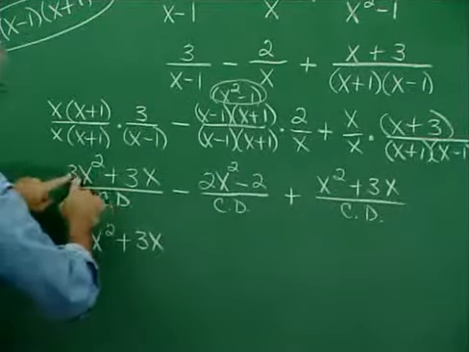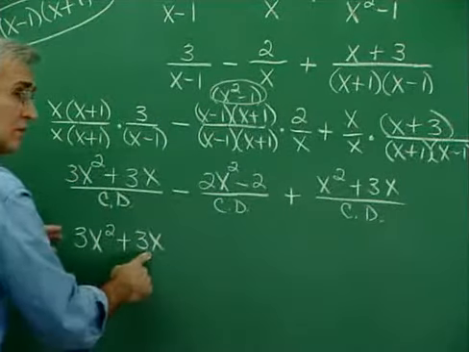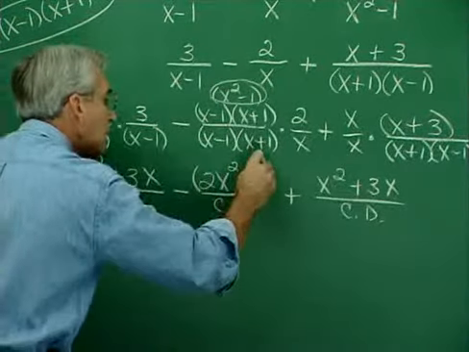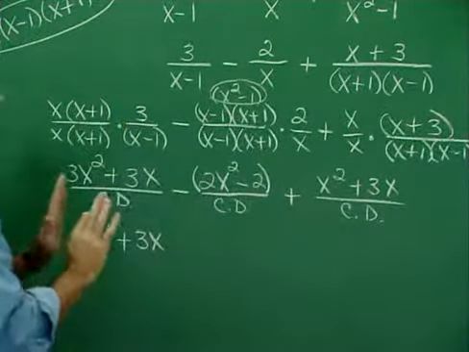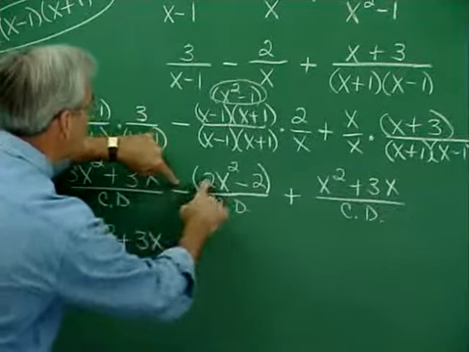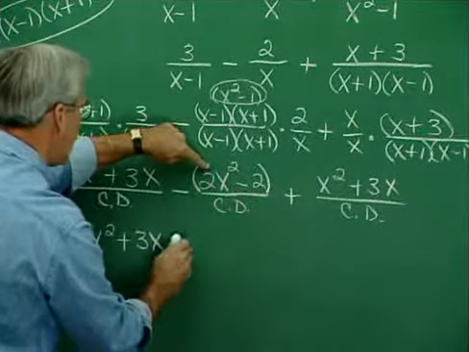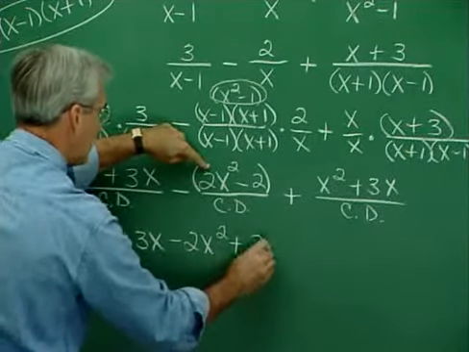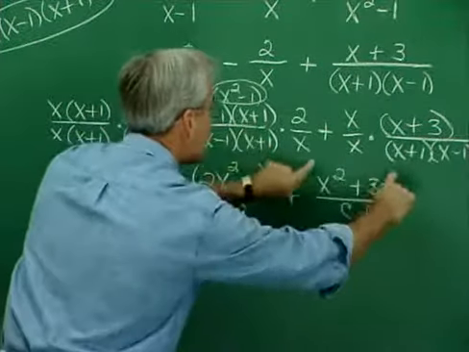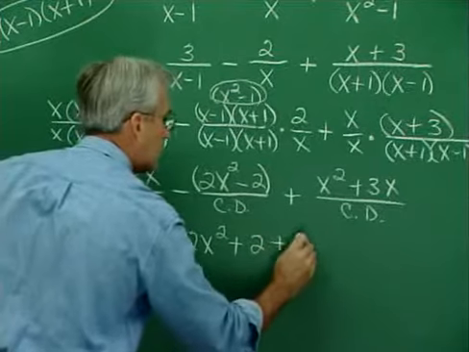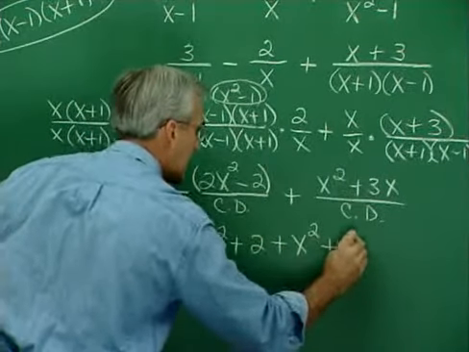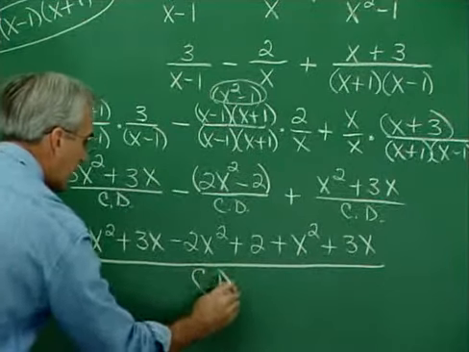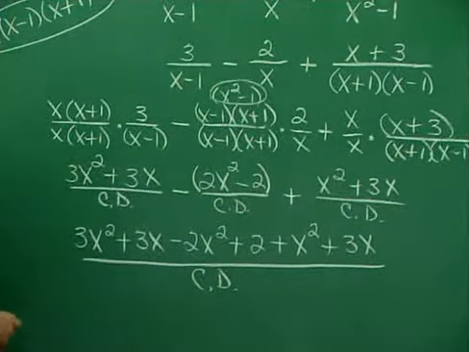So you write the 3x squared, the 3x. Don't bring anything together, and then you'll write this. I would put a parenthesis here just to help the thinking, and it's minus all of this, so change the sign. So we have minus 2x squared and then plus 2. And then for this, it's plus these terms, so it's plus x squared plus 3x. And now all of this is over the common denominator. And now we're ready to make a big collection here.